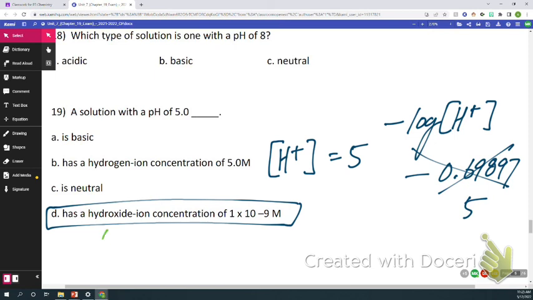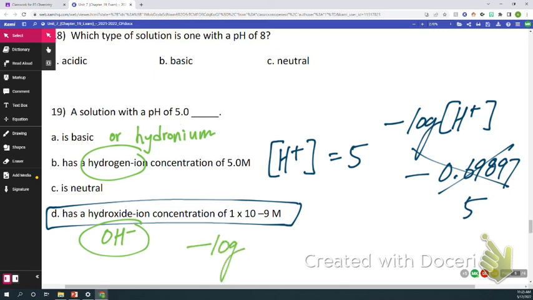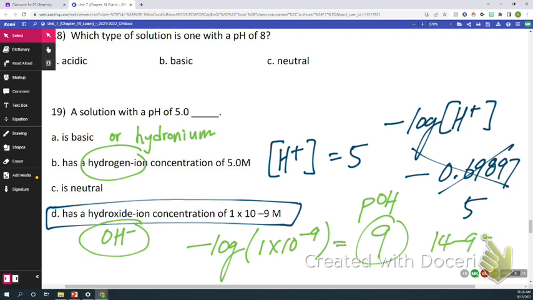By the way, everyone, hydroxide is OH minus. Hydrogen ion or hydronium is H plus. So if you negative log this number, you're going to get 9. But that's the pOH. And then 14 minus 9, that's 5. And pH is 5. So D is the correct answer.